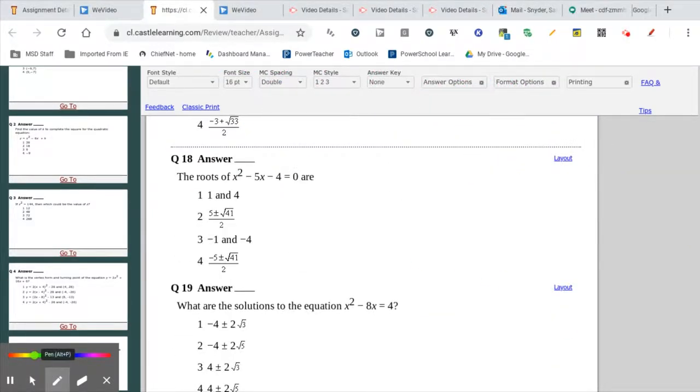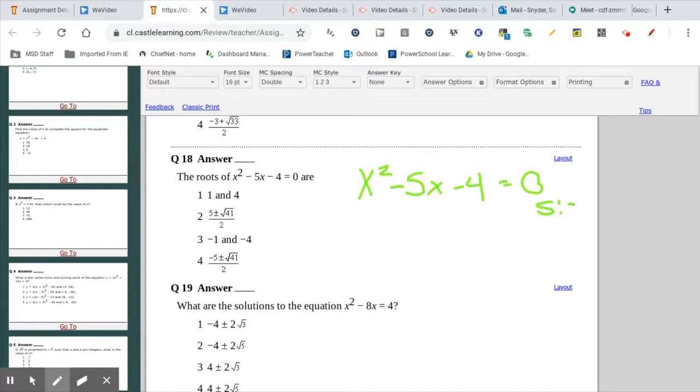Question 18, the roots of x squared minus 5x minus 4 equals 0 are. So looking at our choices, we have 2 that are integers and then 2 that aren't. So I'm going to go ahead and start by factoring this quadratic because it may be factorable. So I'll see if it is. We have x squared minus 5x minus 4 equals 0. We want to find 2 numbers that have a sum of -5 and have a product of -4. So 2 numbers that multiply to -4 and add to -5.